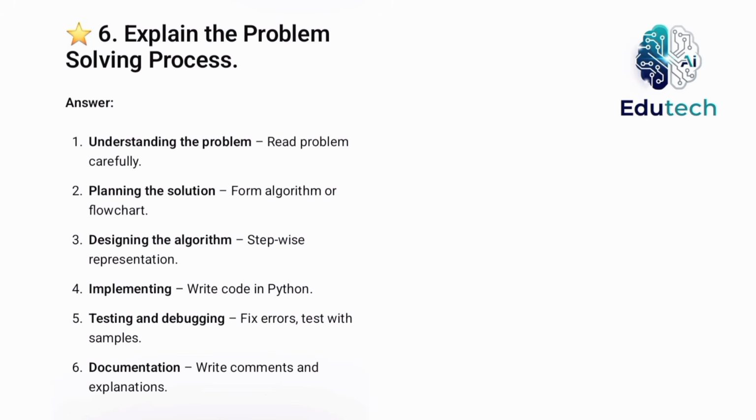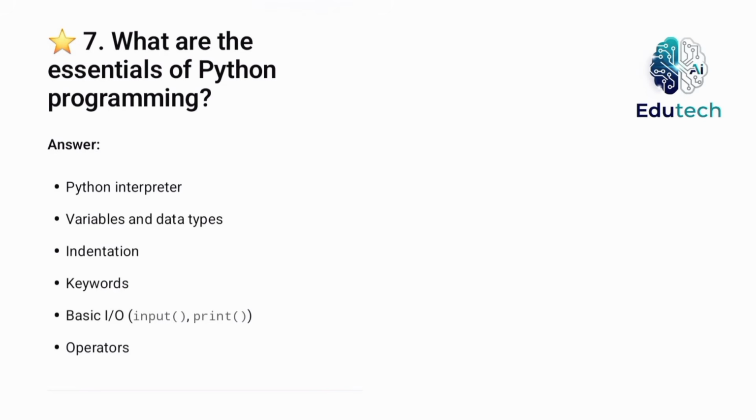Explain the problem solving process. First, understanding the problem. Read the problem carefully. Then, planning the solution. Form algorithm or flowchart. Then, designing the algorithm. Stepwise representation. Then, implementing. Write code in Python. Testing and debugging. Fix errors. Test with examples. Then, documentation. Write comments and explanations.